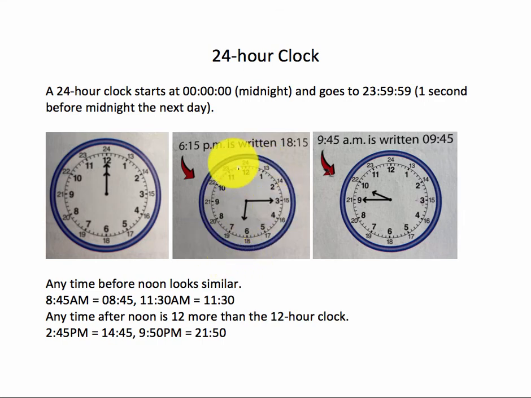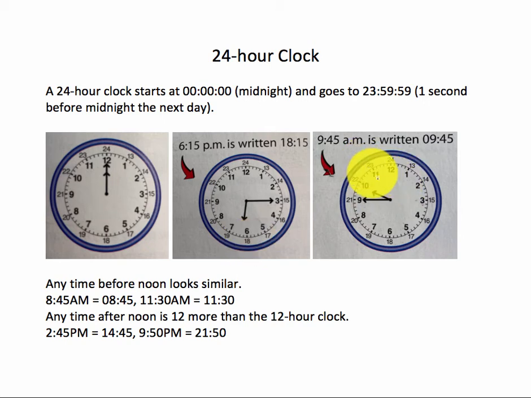So this clock right now is showing 6:15 because the hour hand's pointing between the 6 and the 7. So the hour is going to be 6 something, and the minute hand's pointing at the 3, which is 15 minutes past the hour here. So 6:15. However, if it's 6:15 at night, then a 24-hour clock would represent that as 18:15. We look at this number down here.